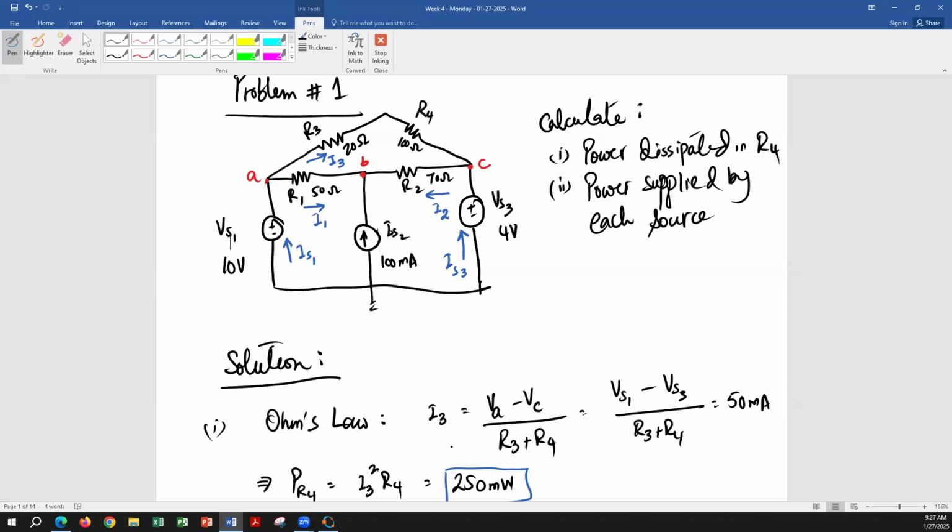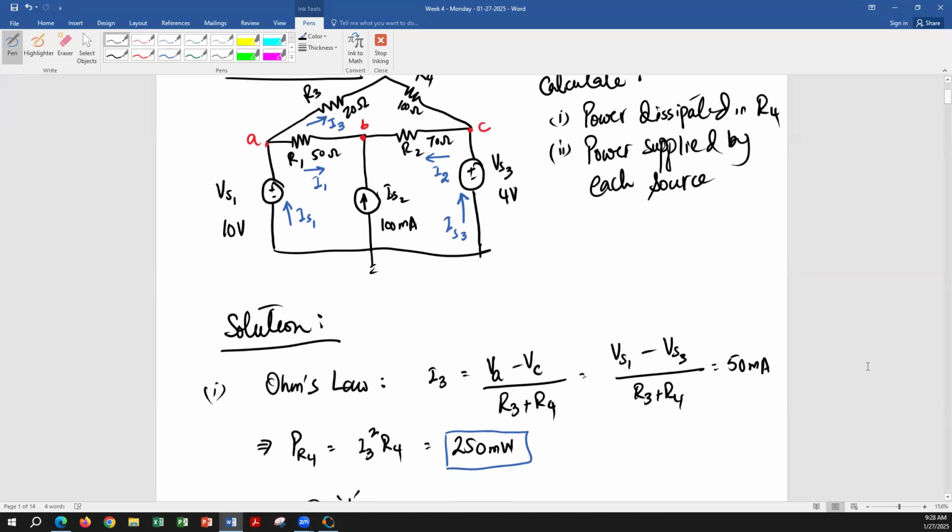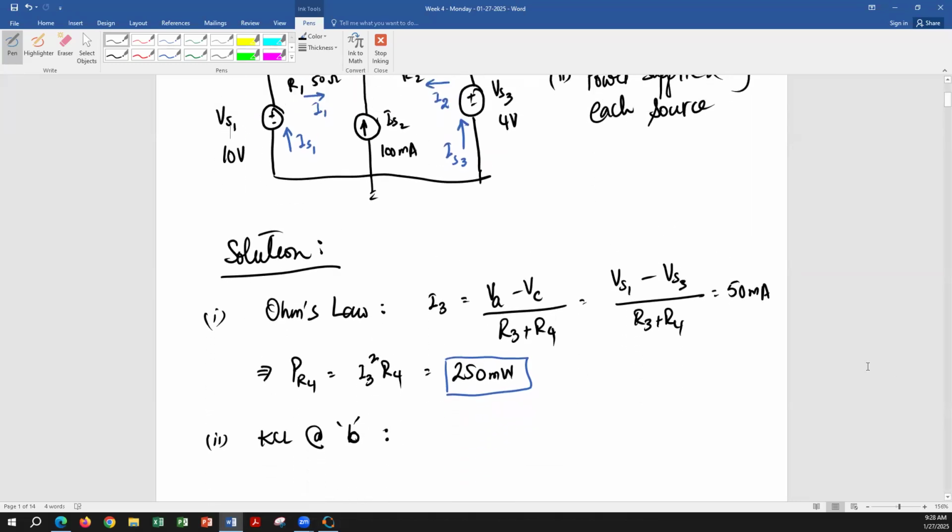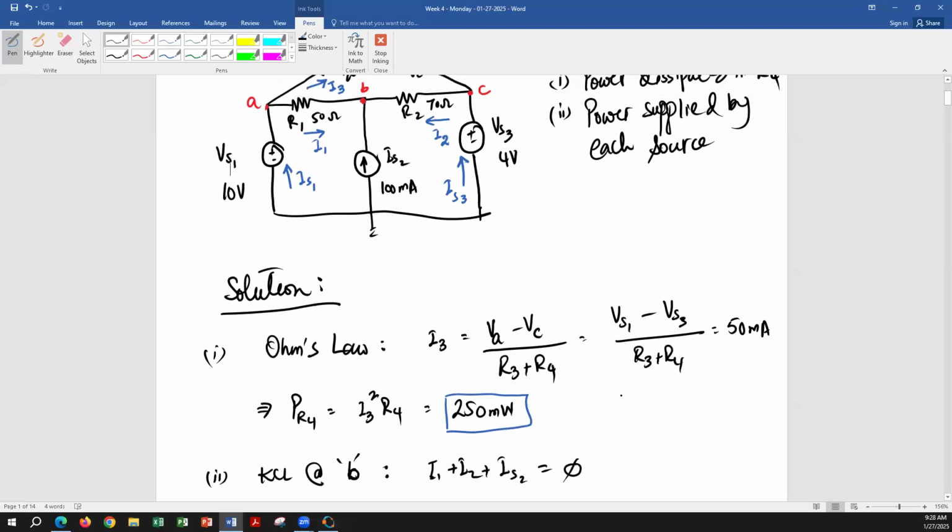Based on the current directions that I'm taking, all the currents are going towards node B, so all of them will be added together. These are not something you should lose points on, remember that. These are basic, simple things. If you stick with your circuit, you're not going to lose points. I1 plus I2 plus IS2 is equal to 0. Okay, equation for I1.